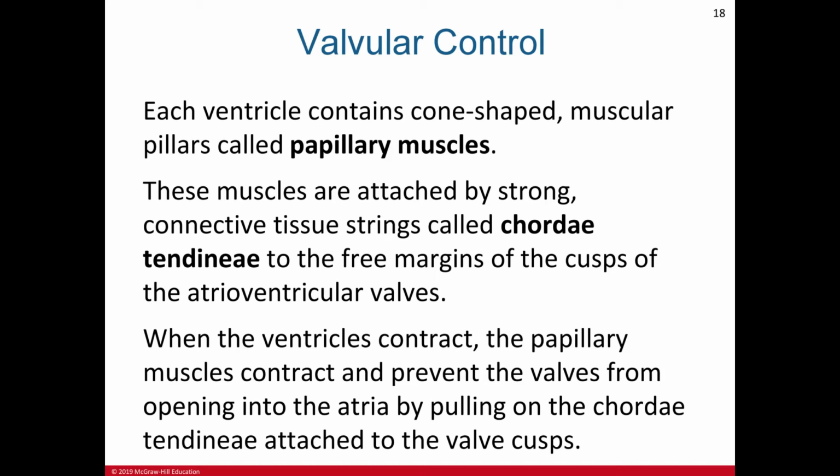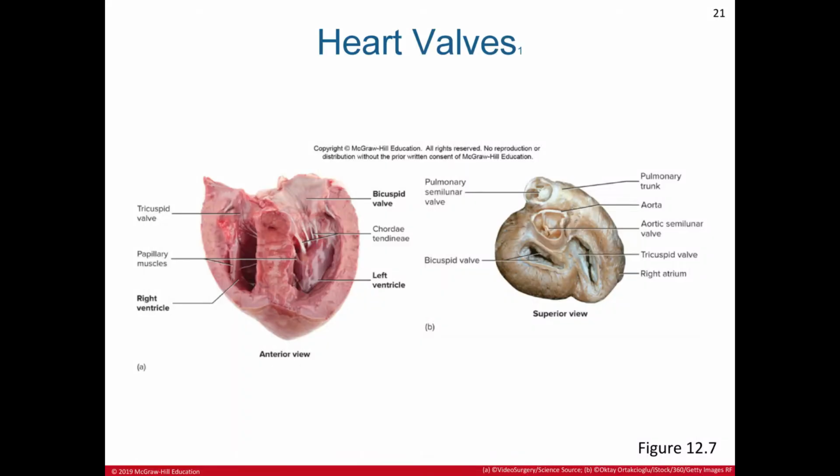We have the papillary muscles, which are cone-shaped muscular pillars, and the chordae tendineae, which are connective tissue that attaches these muscles to the free margin of the cusp. So when the ventricle contracts, the papillary muscles contract and prevent the valves from opening back into the atria by pulling on the chordae tendineae attached to the valve cusp.